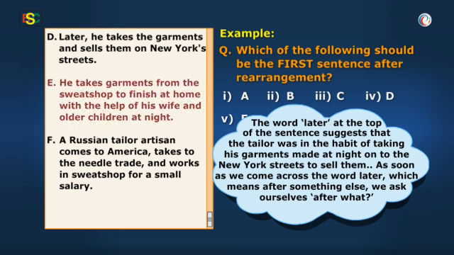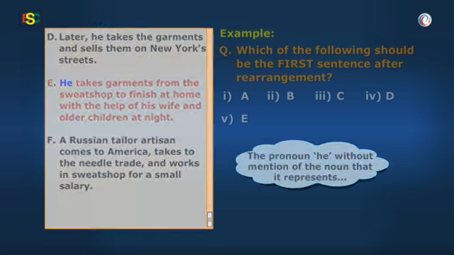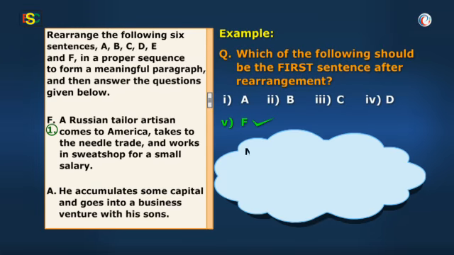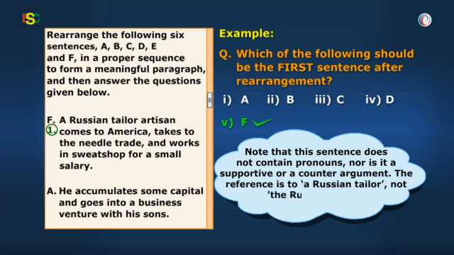Yes, ma'am. Even sentence E contains the pronoun he without mention of the noun that it represents. So, sentence E too cannot be the first sentence of this paragraph. Yes, Vidya. Now it is clear that sentence F has to be the first sentence. Note that this sentence does not contain pronouns, nor is it a supportive or a counter argument. The reference is to a Russian tailor, not the Russian tailor.